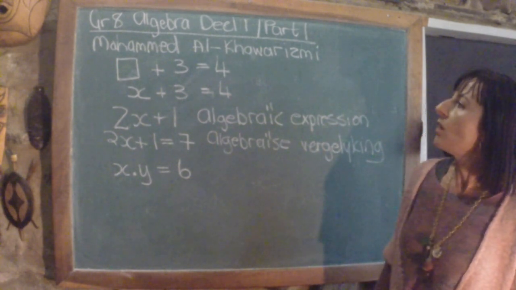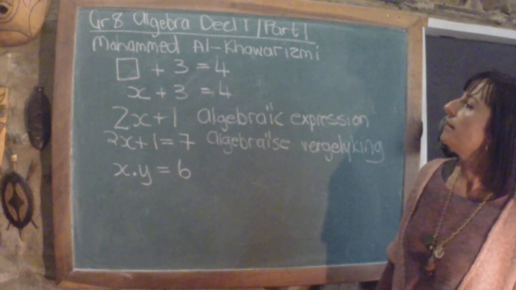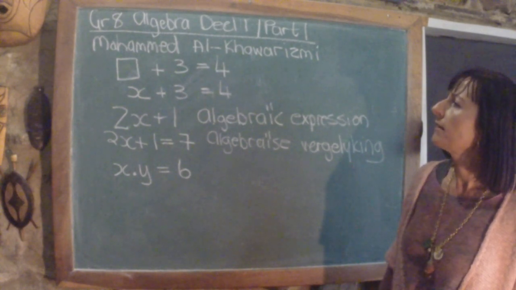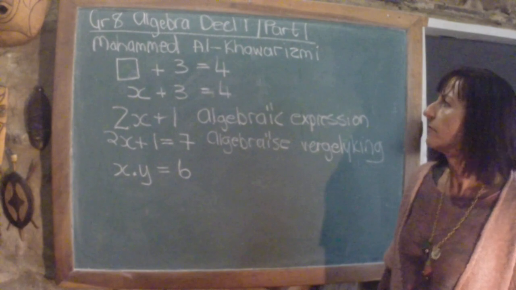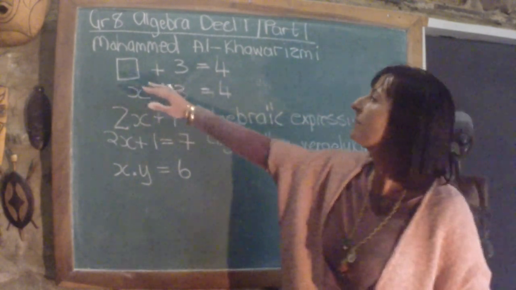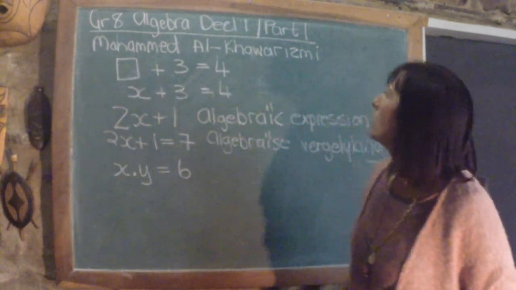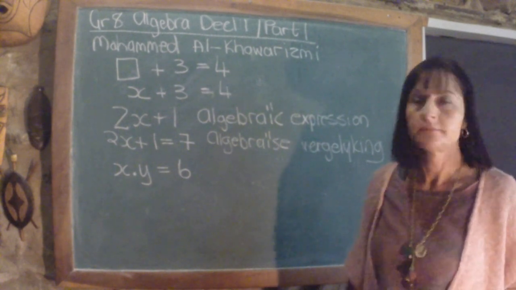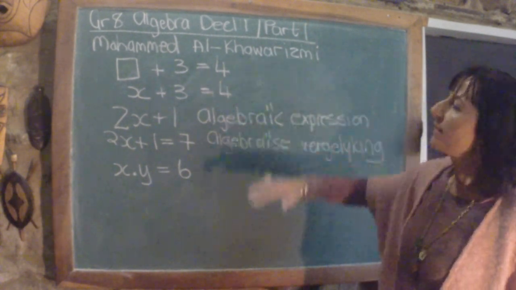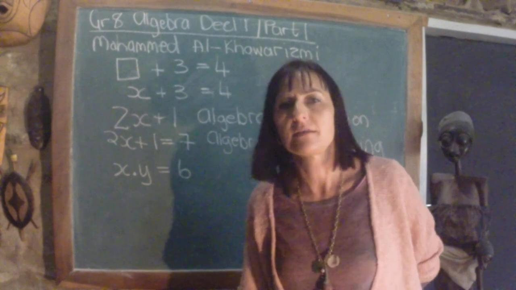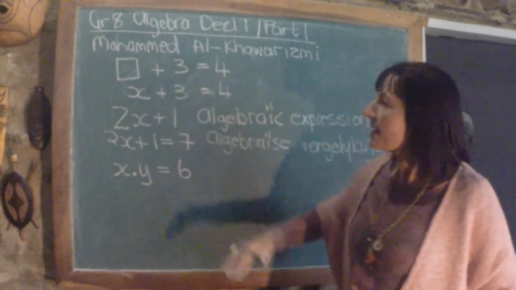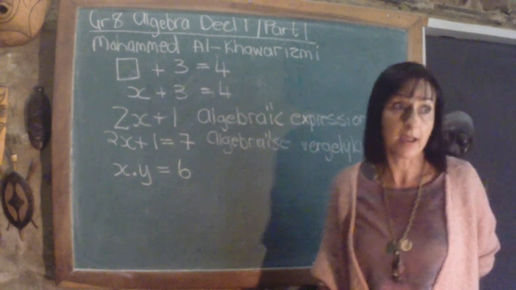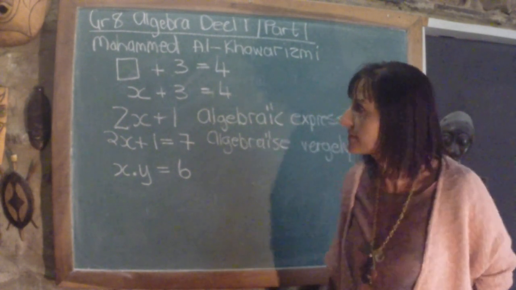Algebra was invented way back in about 800 before Christ by Muhammad al-Khwarizmi. That was the guy that invented algebra, just for interest's sake. So hierdie slim ou het wiskunde ontdek, and let's start with grade 1 maths.